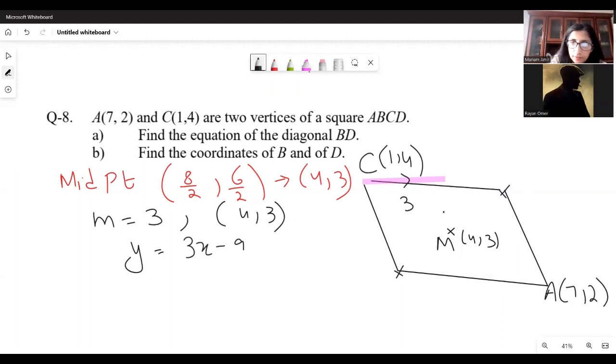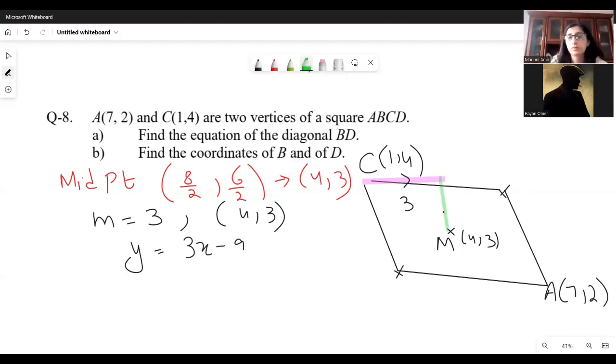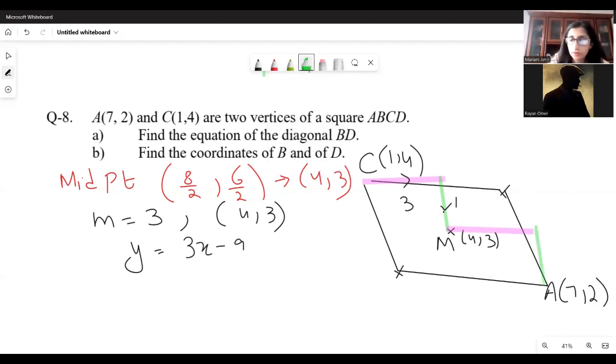And then you're going certain units down. What is that? We're going 1 unit down. It's going to be the same at the other end. So you're going to go 3 right, so 4 becomes 7. And you're going 1 down, so 3 becomes 2. Anyway, this was just a double check.